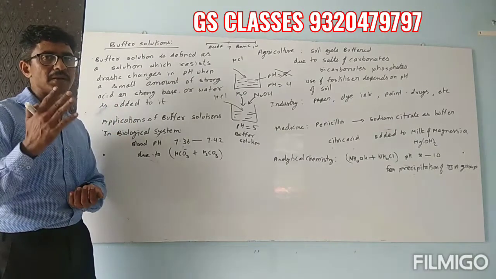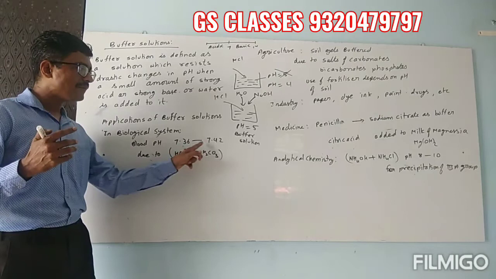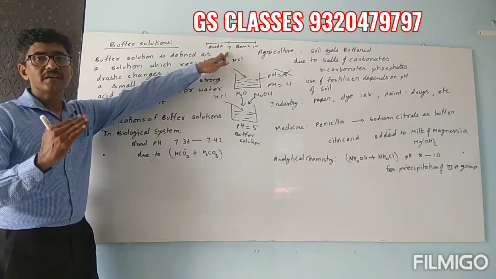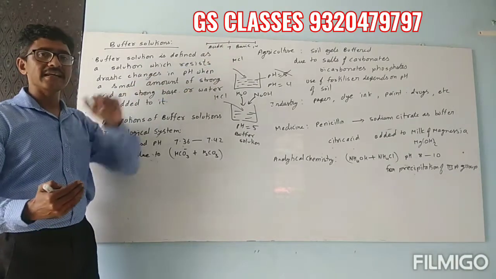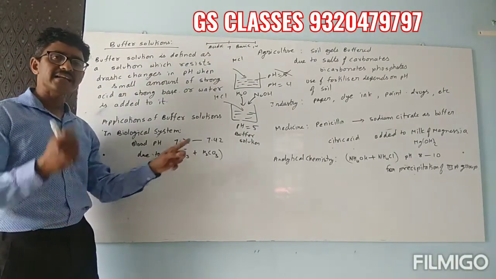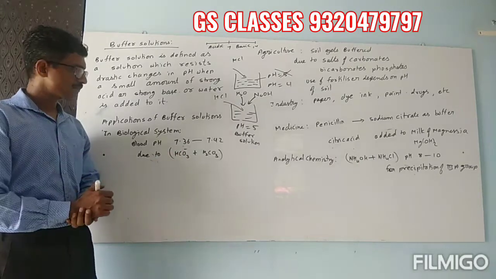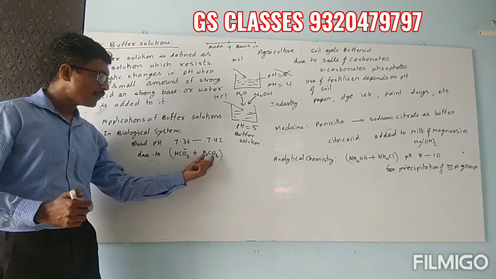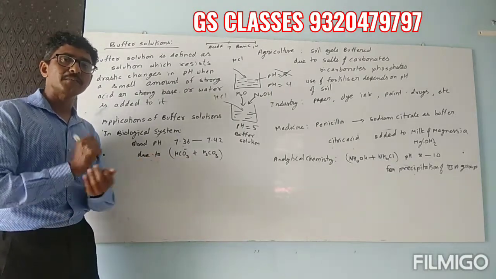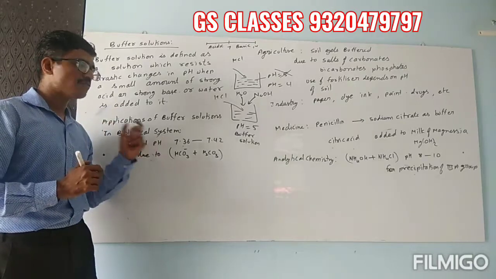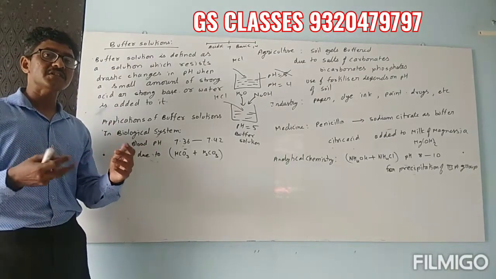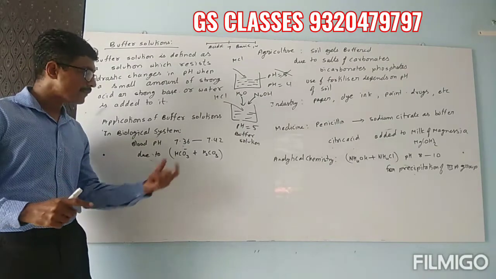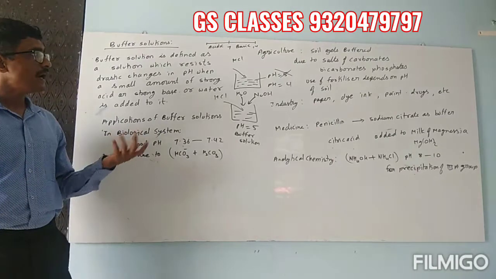You take anyone's blood, it is slightly alkaline because it is more than 7, no? 7 is neutral, a little bit more, so alkaline. So blood is slightly alkaline in nature. Bicarbonate ion and carbonic acid, which are present in our blood, maintain this pH value. Hence, if any injection is to be given in the veins, they have to maintain this pH value.